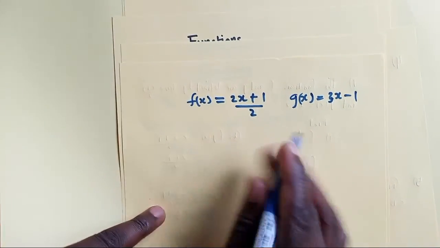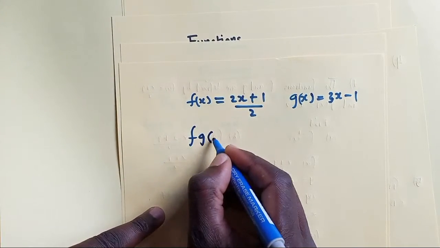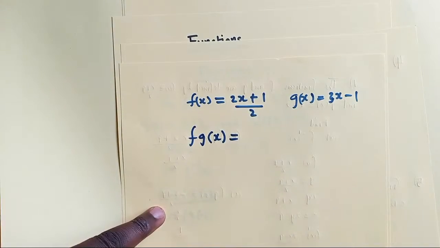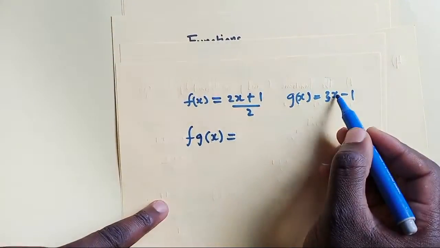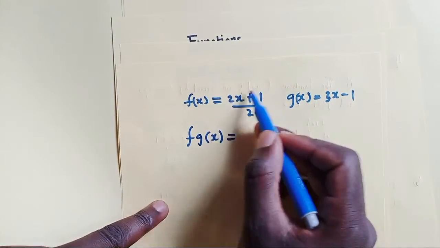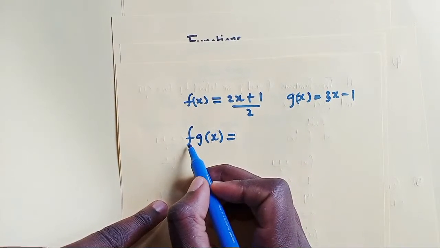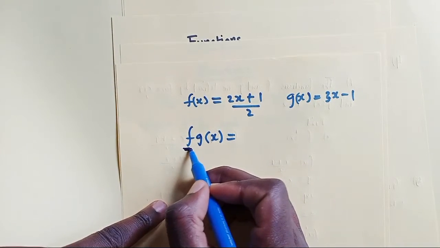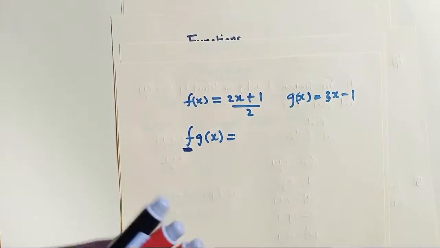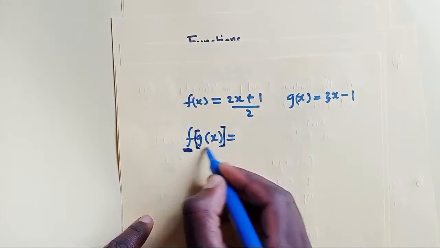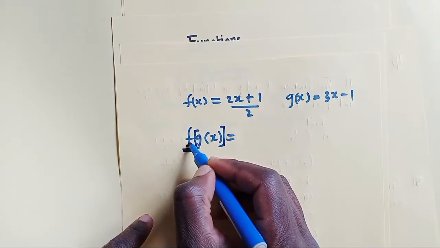If they ask you to find f of g of x, this is composite functions. Meaning this function will be swallowed by this other function. Check the function that is starting, it's f of x, and then g of x is inside. So this function will be swallowed by the function that is outside.